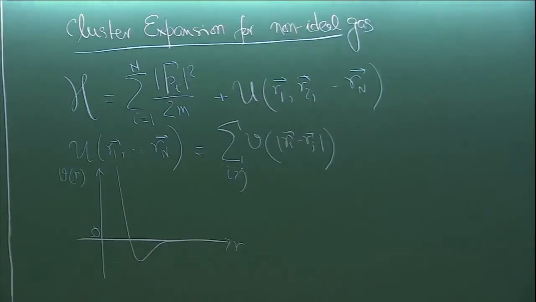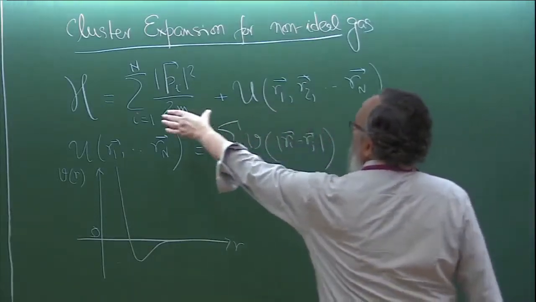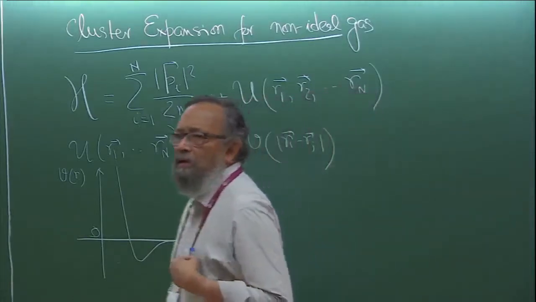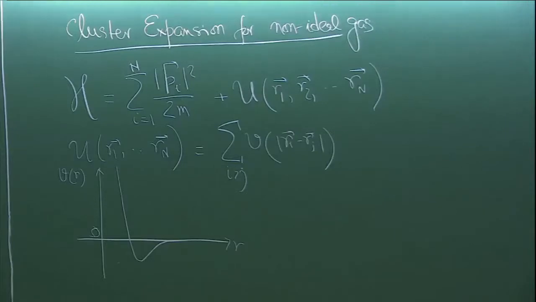So the question is, if I ignore this term, then you have the ideal gas, and everybody knows how to deal with it. Now the question is how the properties begin to change, or how one begins to take into account the effects of these interaction terms to understand how the properties change as we go away from this ideal gas limit.